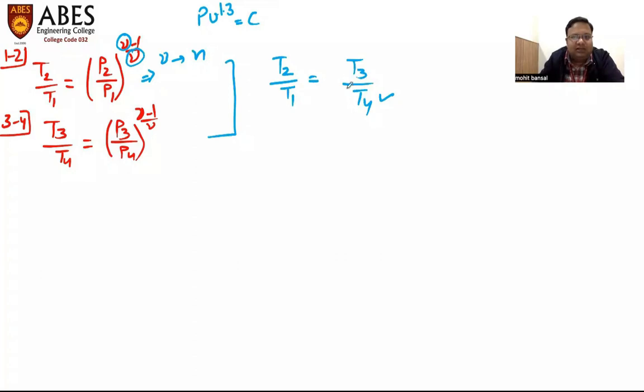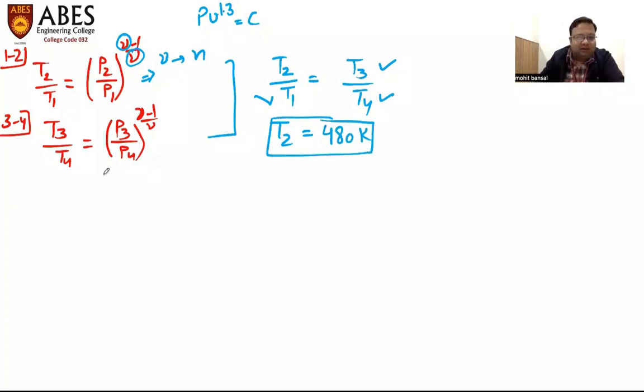We have calculated T4. We do have T3. We do have T1. So by this, we can find out the value of the temperature after compression. On solving this, the temperature after compression comes out to be 480 Kelvin.